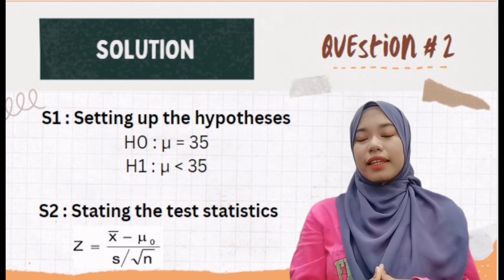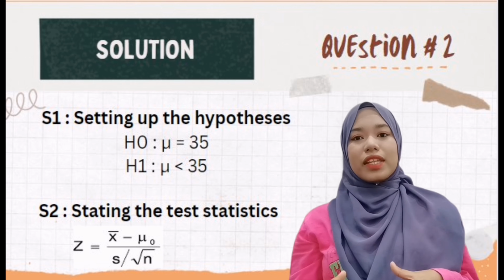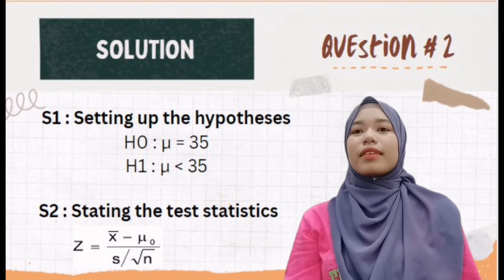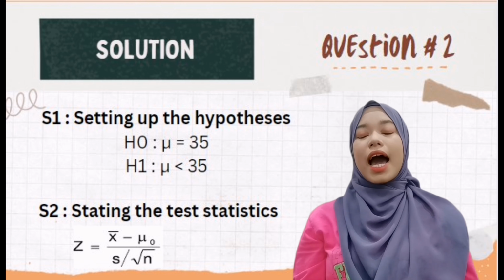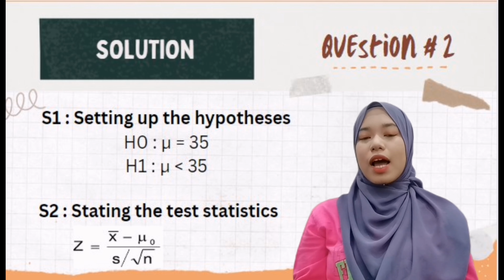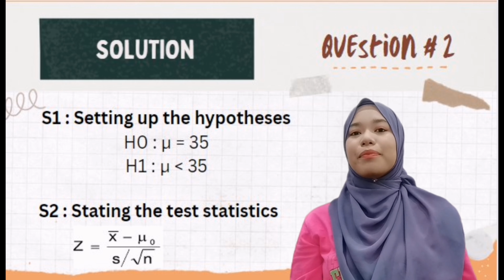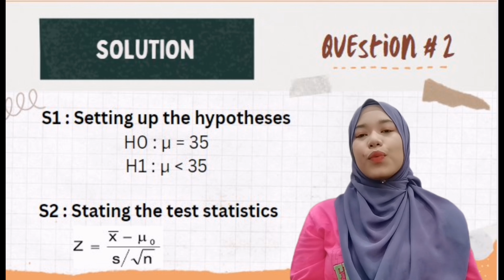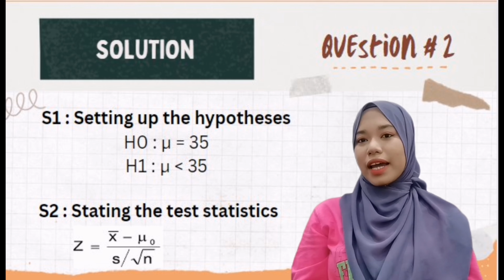Let me explain the steps when solving this question. To solve this question, we must use 5 steps. Step 1, which is setting up the hypothesis. First, the null hypothesis, which is population mean equal to 35 minutes, and the alternative hypothesis, which is population mean less than 35 minutes.